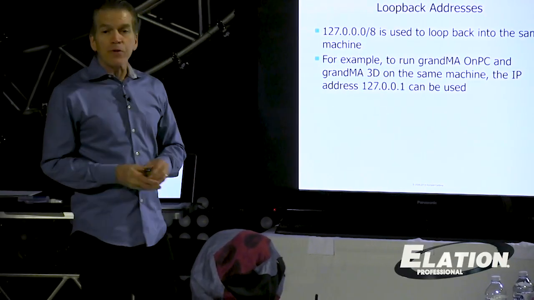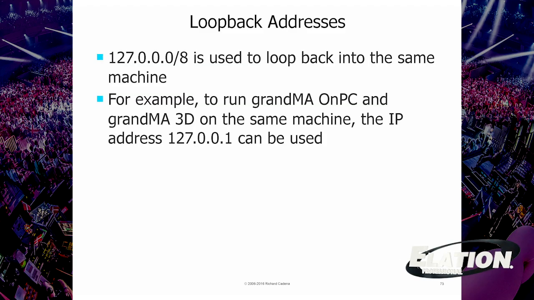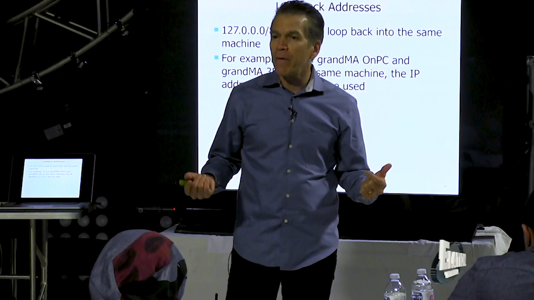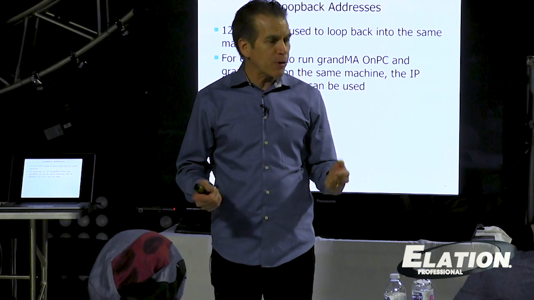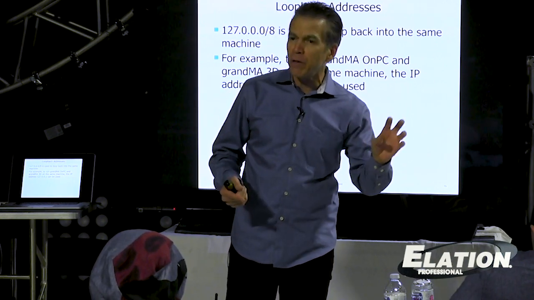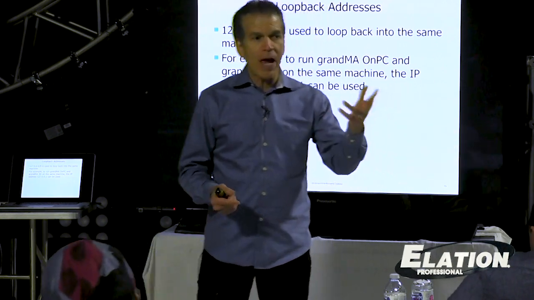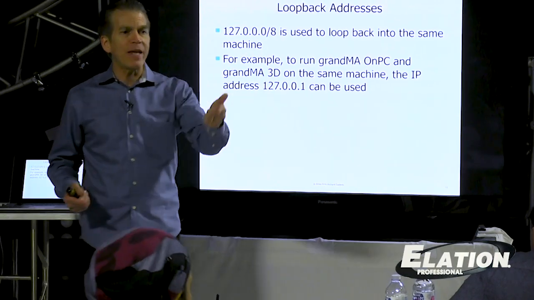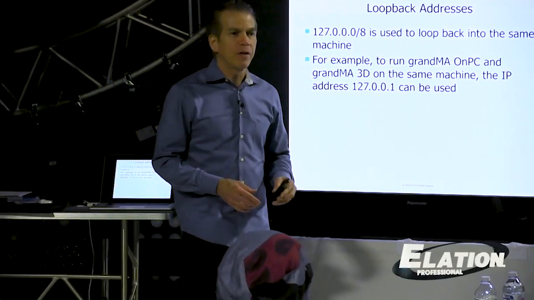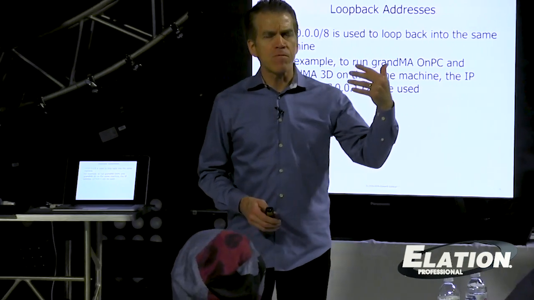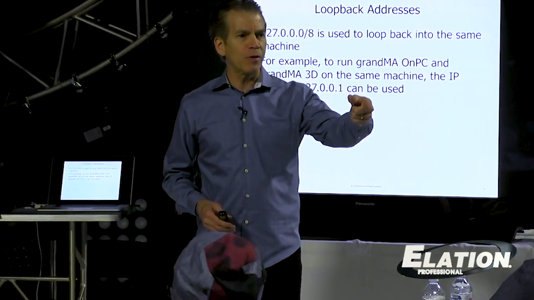Okay. Now, there's also something called a loopback address. A loopback address is internal to your machine only. If you're running two pieces of software on the same machine, in order for them to communicate with each other, you use a loopback address, which is 127.0.0.something. So, for example, yesterday Daniel was running his... which controller?